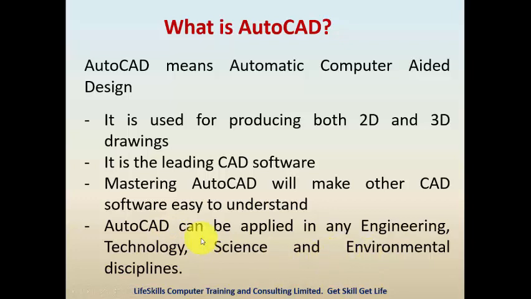Then AutoCAD can be applied in any engineering, technology, science, and environmental disciplines. Civil engineers need it. Scientists need AutoCAD, because we can use AutoCAD to plot graphs. You can use AutoCAD to do virtually anything. You can use it for 2D, for 3D, for maps. Surveyors need it. Architects need it. Town planners, they need it. Virtually every discipline needs AutoCAD. So it's an awesome software that you'll be happy learning. And that is exactly what I want to do in this course, to teach you how to use AutoCAD.